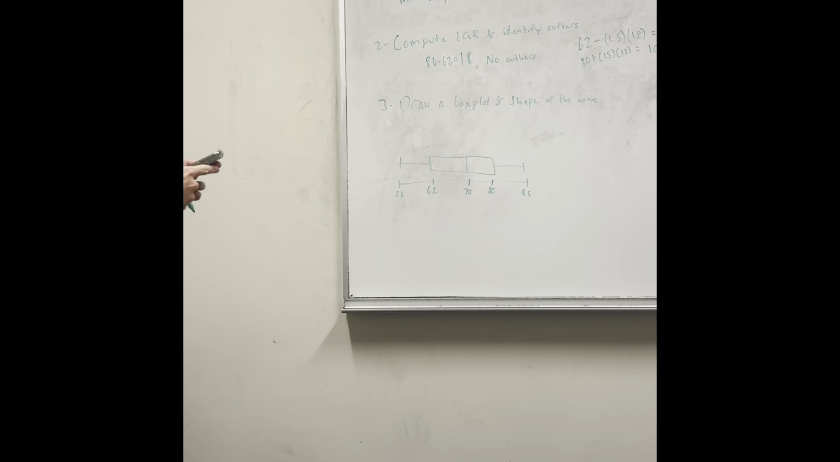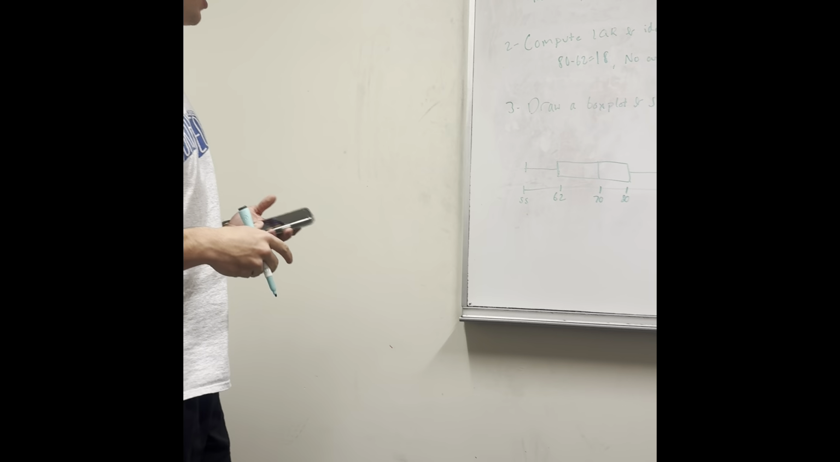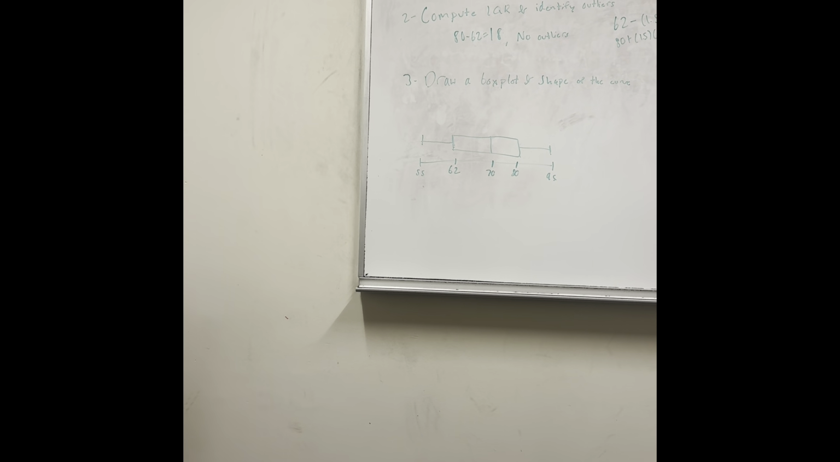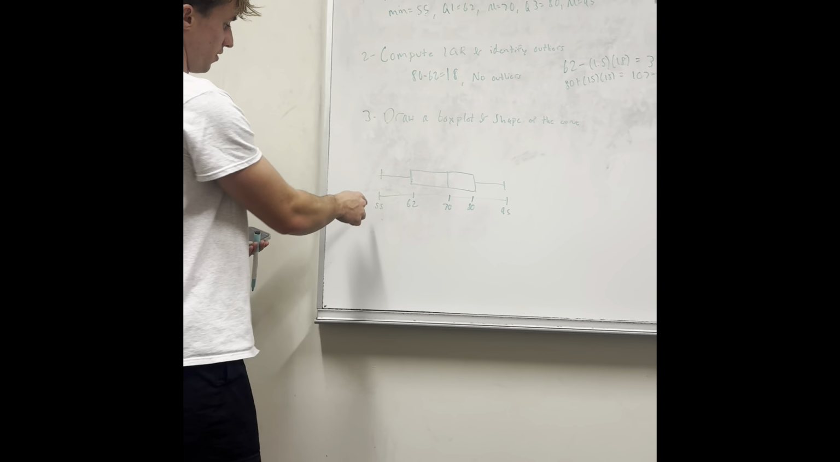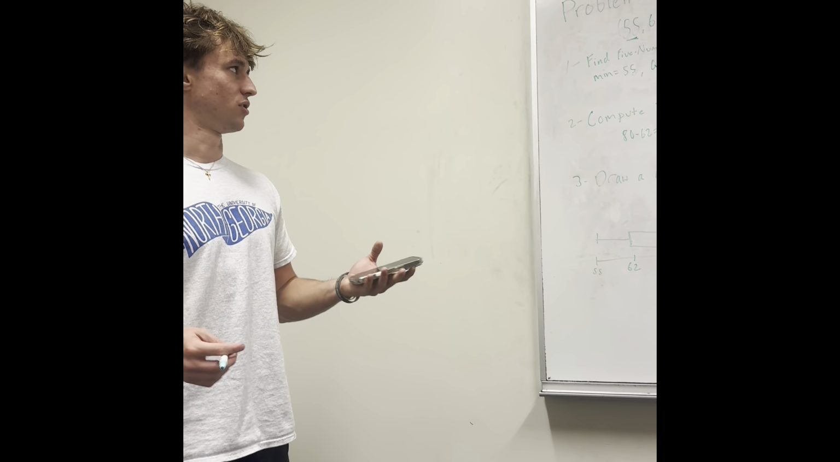Looking at the shape of this, to see if it's skewed or not, it's honestly overall pretty symmetric. If you had to say anything, it may be a little bit right skewed because the distance from 55 to 62 is a little bit less than the distance from 80 to 95. But overall, pretty much symmetrical, and that's problem 2.